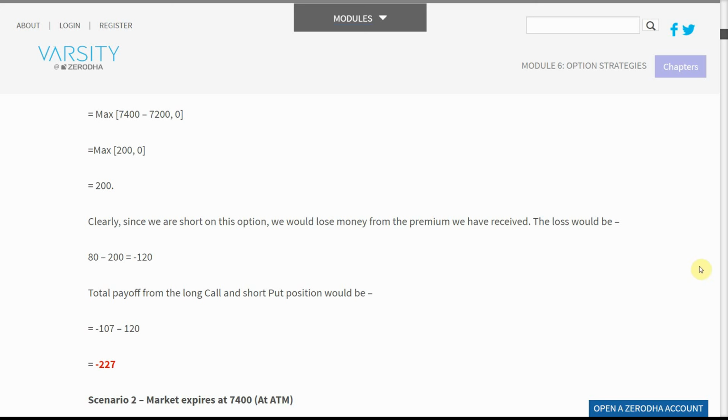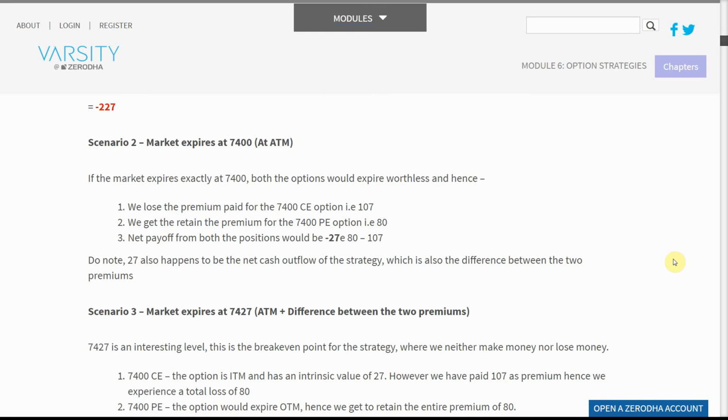equals minus 227. Scenario 2, market expires at 7,400, at ATM. If the market expires exactly at 7,400, both the options would expire worthless and hence we lose the premium paid for the 7,400 CE option, i.e. 107. We get to retain the premium for the 7,400 PE option, i.e. 80. Net payoff from both the positions would be 80 minus 107 equals minus 27.